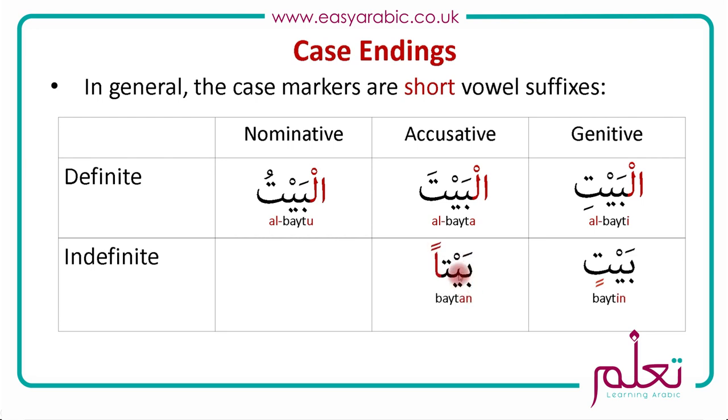The next one is baytan. Again, there's a change here: there's an alif in the spelling, but again there are two forms of the short vowel, the fatha. The next one is baytun. So this is in for the kasra, an, un. The only thing that's added here is the ending. This is for the indefinite case; tanween is only applied to indefinite words.